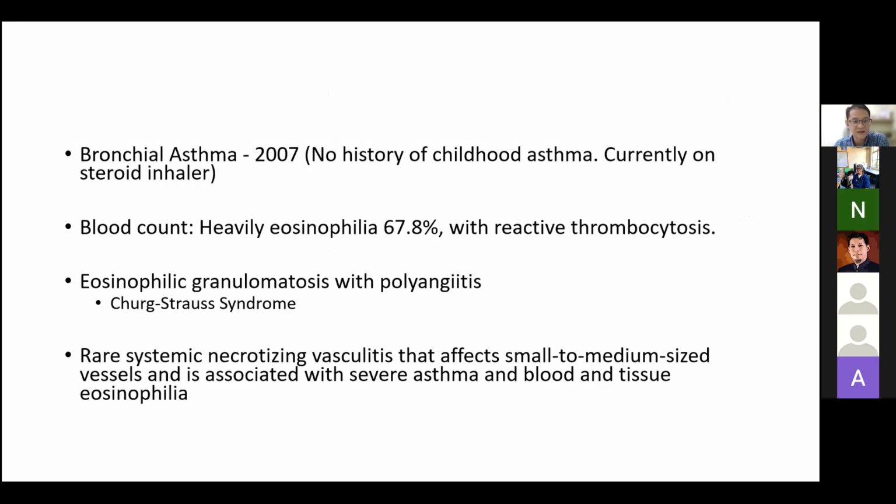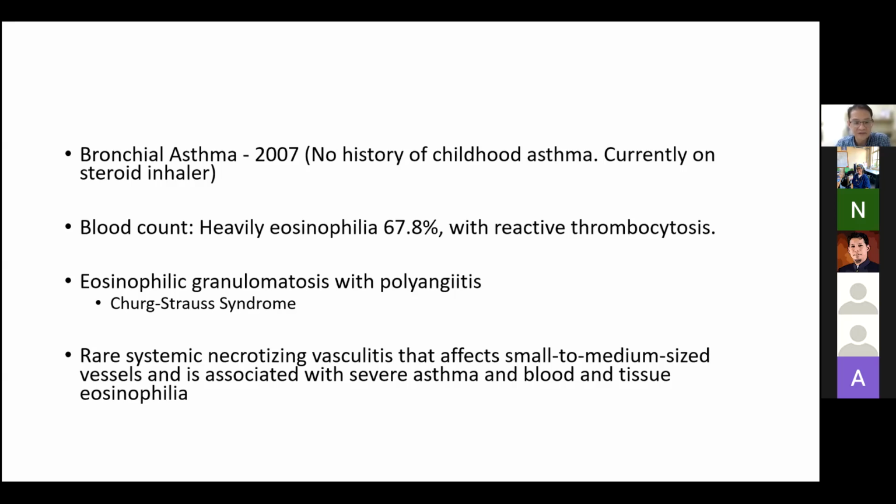She has bronchial asthma that was diagnosed a few years back, but she has no history of childhood asthma at all. Currently she's on a steroid inhaler. When you do a simple full blood count, you can see heavy eosinophilia in this kind of case, probably with reactive thrombocytosis. So this patient has what we call vasculitic neuropathy, where the diagnosis is basically eosinophilic granulomatosis with polyangiitis. In a more glamorous way, we call it Churg-Strauss syndrome. Neurologists tend to use glamorous words, but it means the same thing.